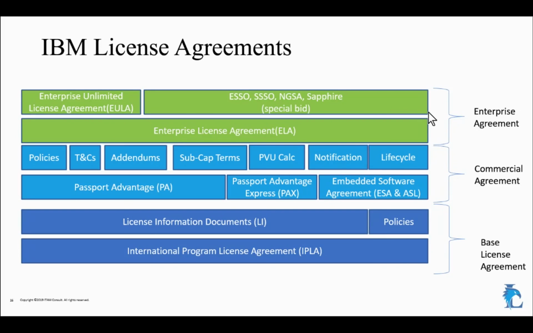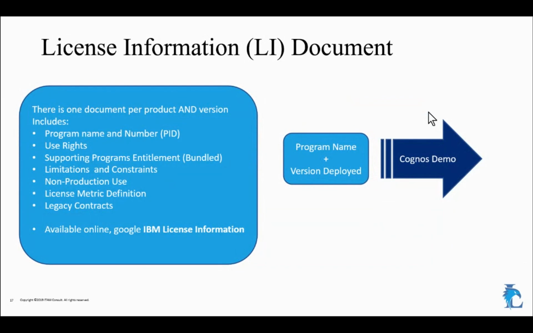So these layers give you a view of IBM licensing agreements, starting at the IPLA, license information documents, moving on to how you buy it, the commercial agreements, and then how you buy it and pay for support over the long term and for larger deals. So what next? Let's take a little look at the license information document.